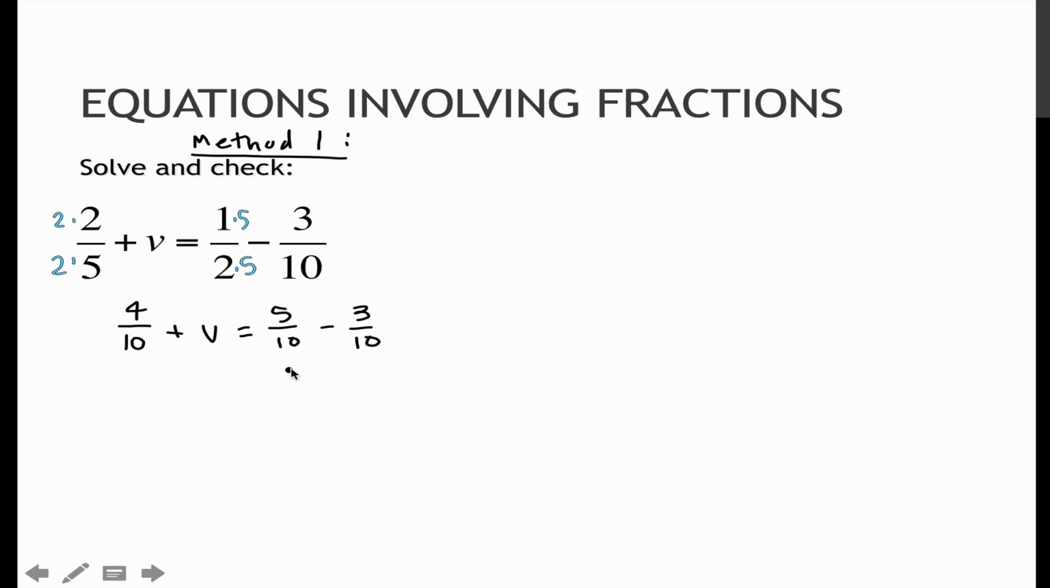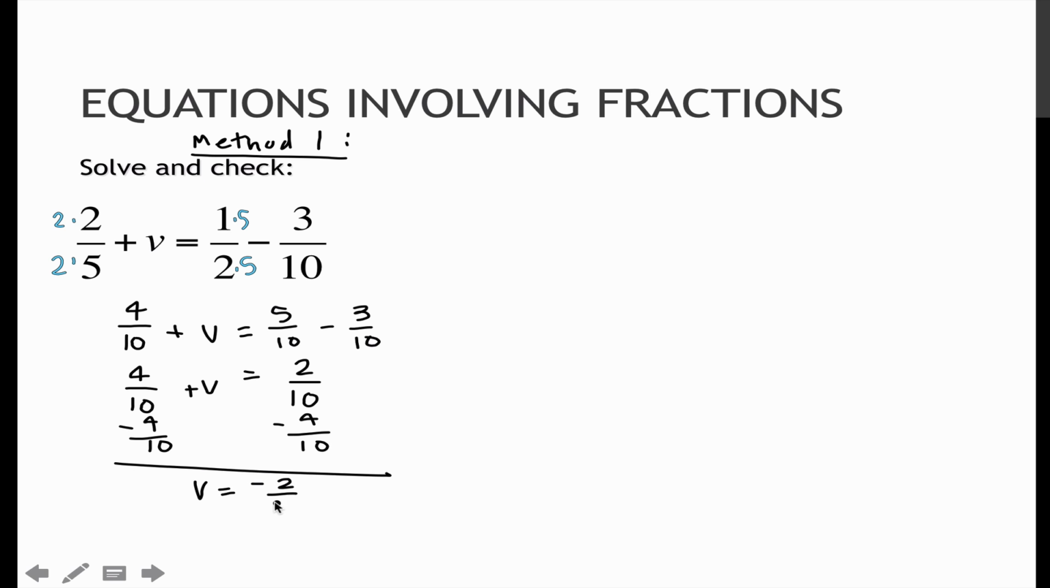Now from here it's very easy. I can take 5/10 minus 3/10, which is 2/10. On this side I have 4/10. Then I would subtract 4/10 from each side, and I end up with an answer of negative 2/10, which of course would reduce to negative 1/5.